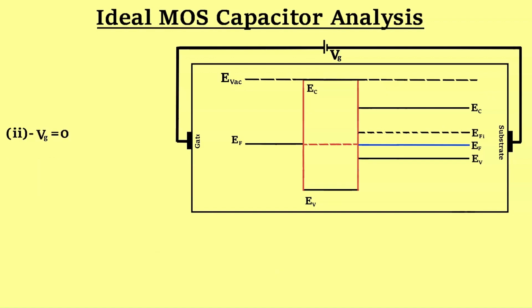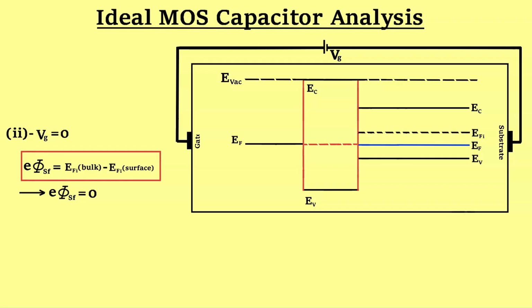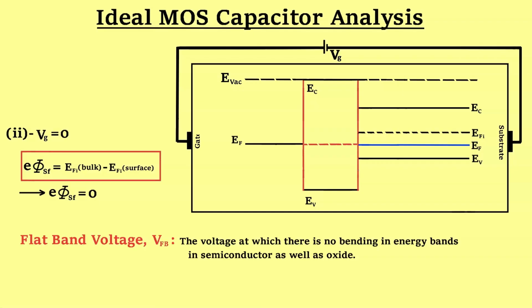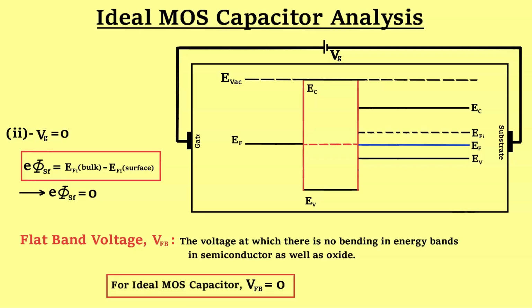The second case is when the gate voltage is 0. The surface potential is also equal to 0. For ideal MOS capacitor, energy bands within the semiconductor and insulator are straight. This voltage where the energy bands are straight is particularly referred to as flat band voltage. For ideal MOS capacitor, flat band voltage is equal to 0. Flat band voltage is a very important parameter whose value does not depend upon whether the MOS capacitor uses p-type substrate or n-type substrate, but its value will change if the MOS capacitor is not ideal.